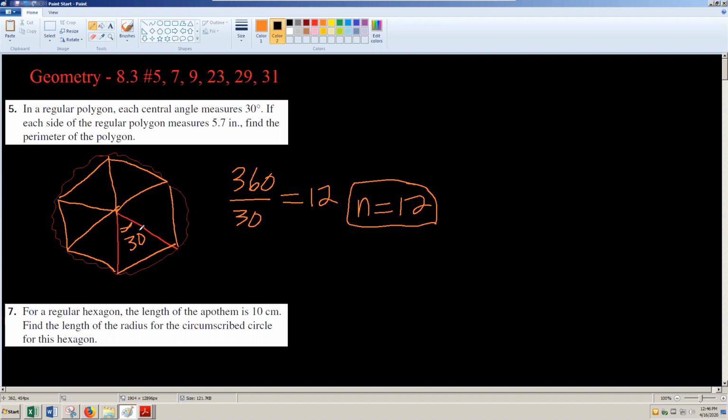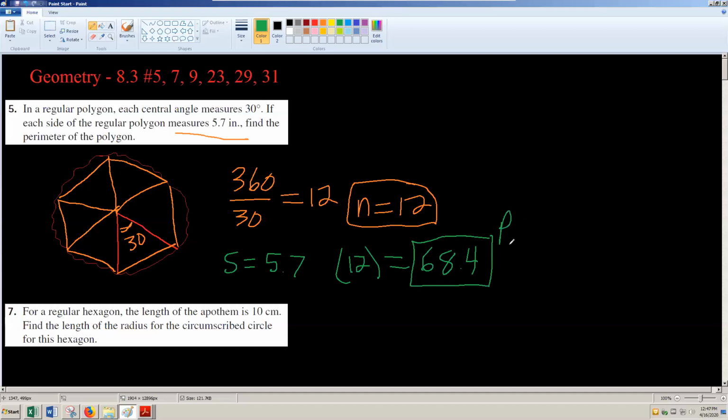So now that I have 12 sides, I was told that my side length equals 5.7. Let's do some math: 5.7 times 12 gives us 68.4, and this is my perimeter. Any questions on number 5?